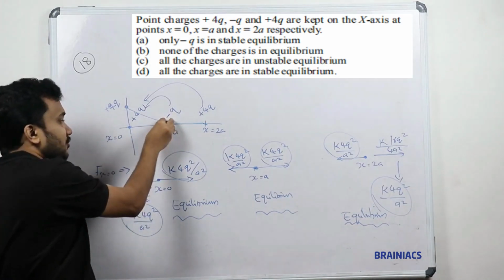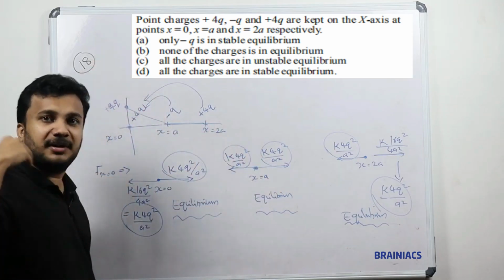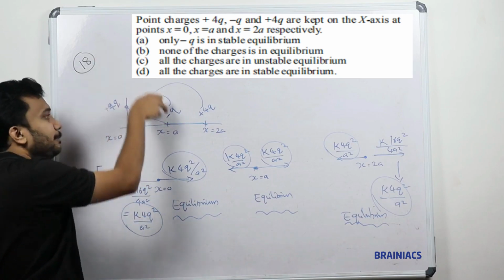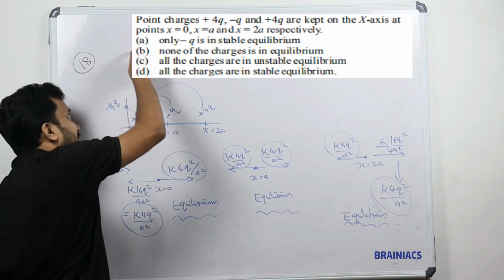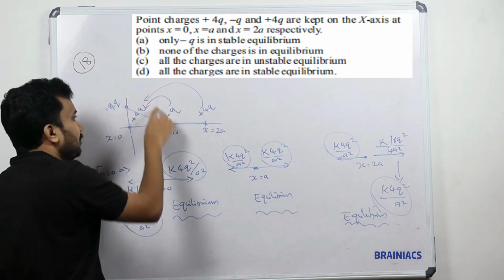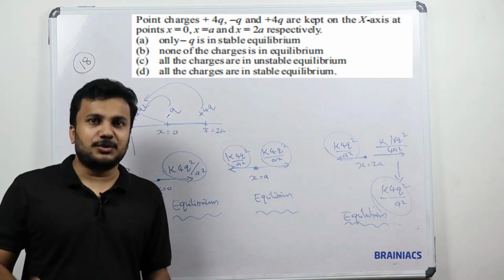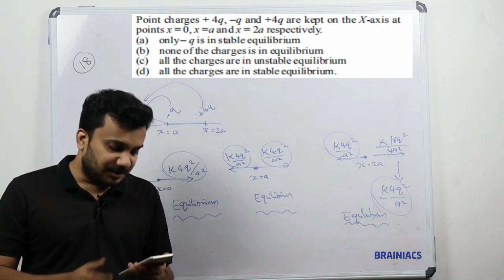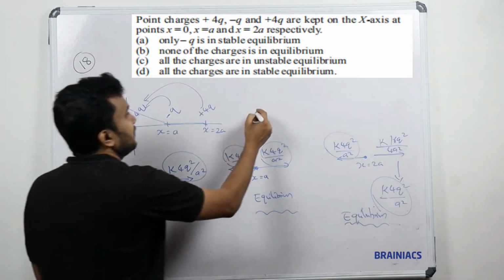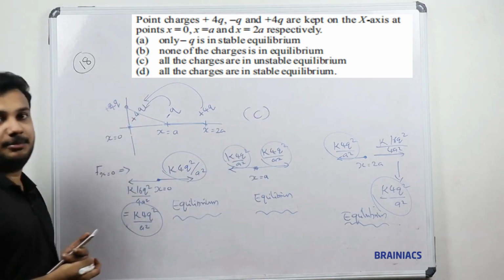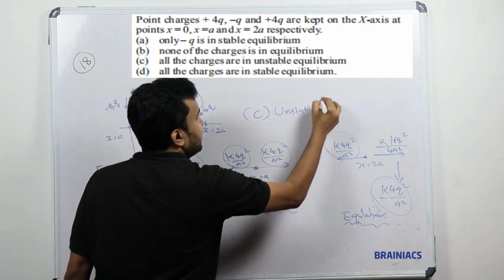This is an example of an unstable equilibrium. Once it changes its position from here to here, nobody will help this charge come back to the original position. If some force were acting like this, then if I place it here, it would come and retain its position. But there is no driving force to keep it in the original position. That's why this is an example of an unstable equilibrium. So the answer to this question, the 18th answer, is option C. This is the best example of an unstable system.